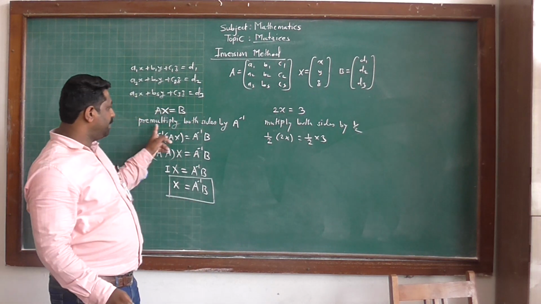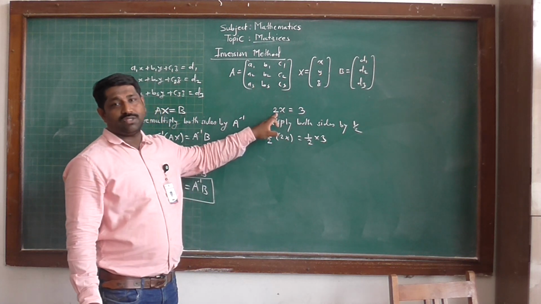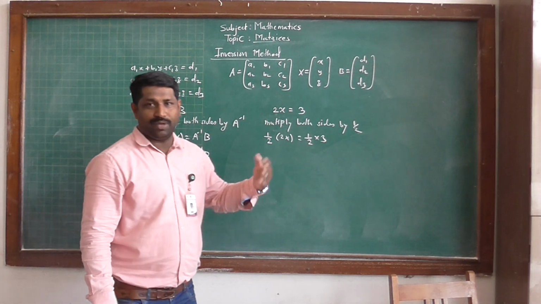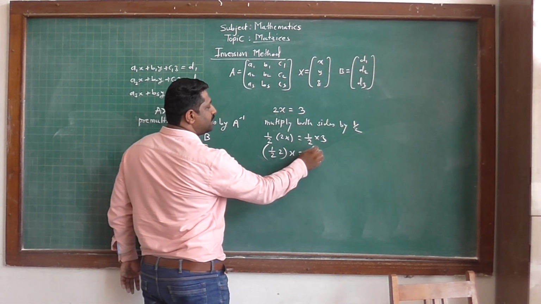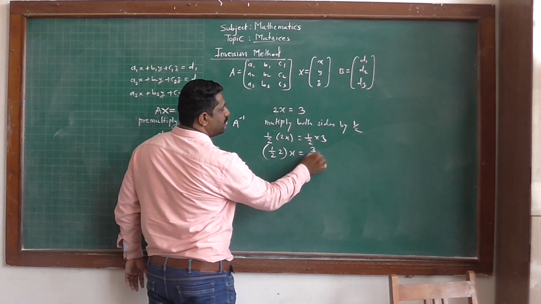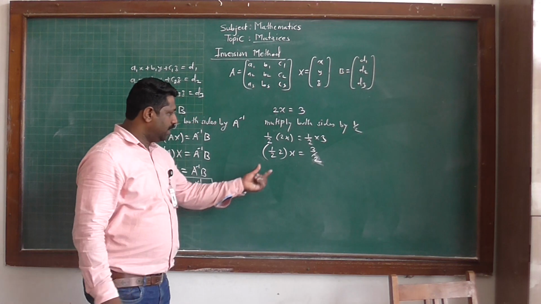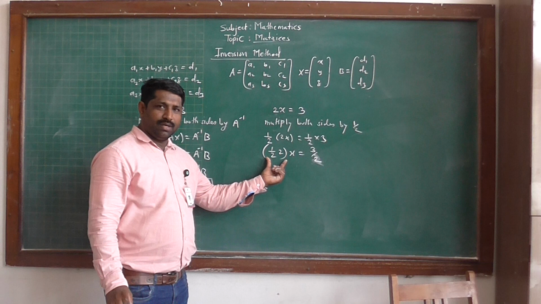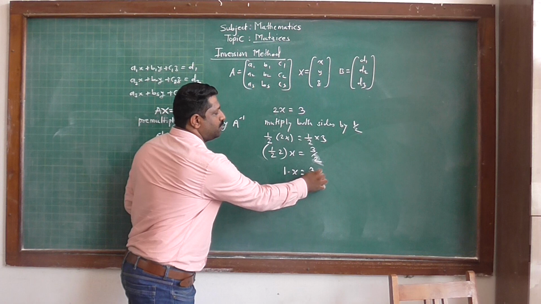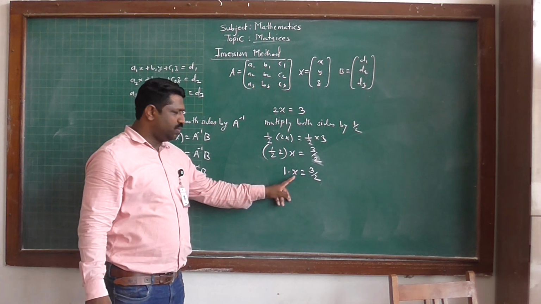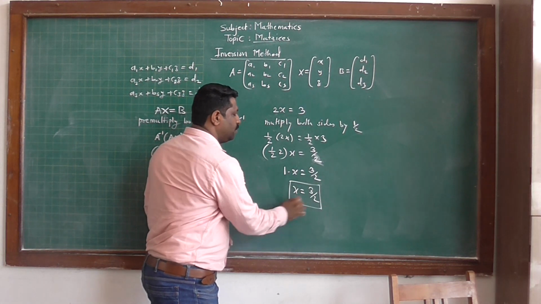Pre-multiply both sides by the inverse. Here multiply both sides by half, the inverse of 2. Inverse of 2 means 2 inverse, and 2 inverse means 1 by 2. So now half into 2 into x is equal to half into 3, that is 3 by 2. Now half into 2, a number into its reciprocal, is 1. So 1 into x is equal to 3 by 2. Again 1 into the variable is again x, which is 3 by 2.